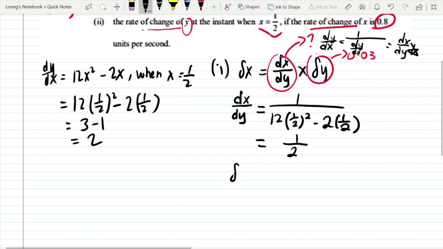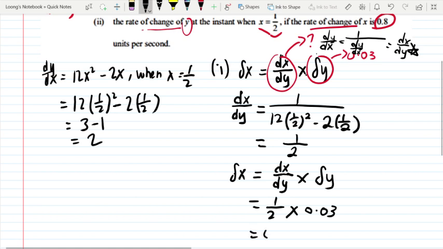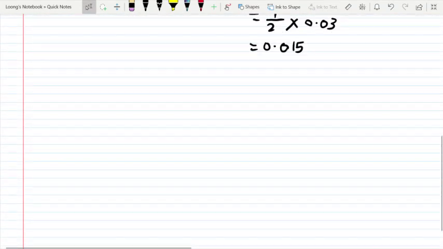So continuing, the change in x is equal to dx/dy multiplied by the change in y. So it is actually 1 over 2 multiplied by 0.03, and what you will get here is 0.015, and that is the final answer. And now we move on to question 2.